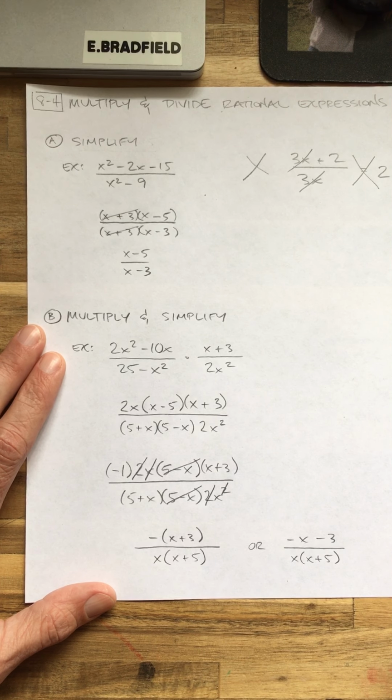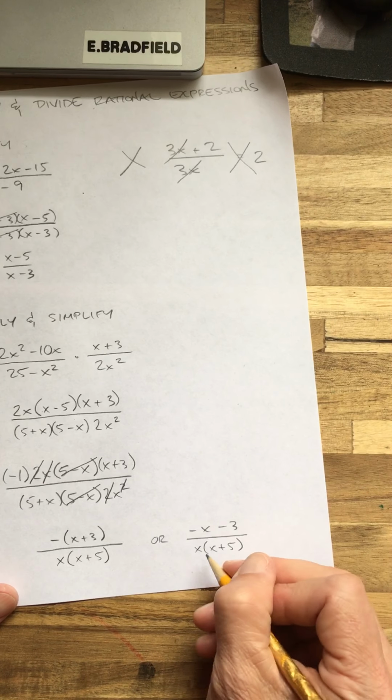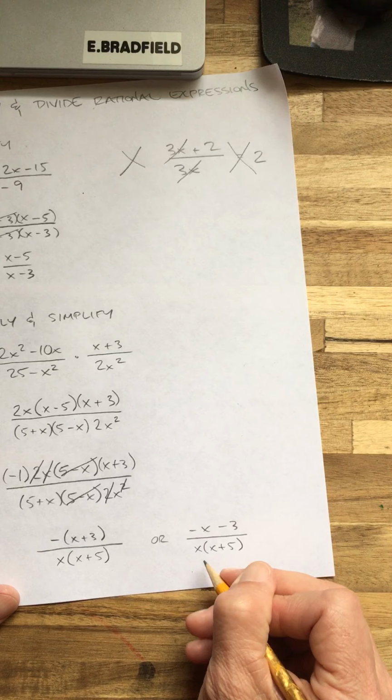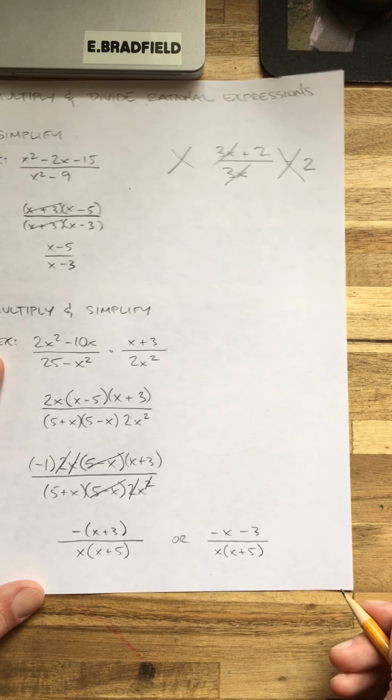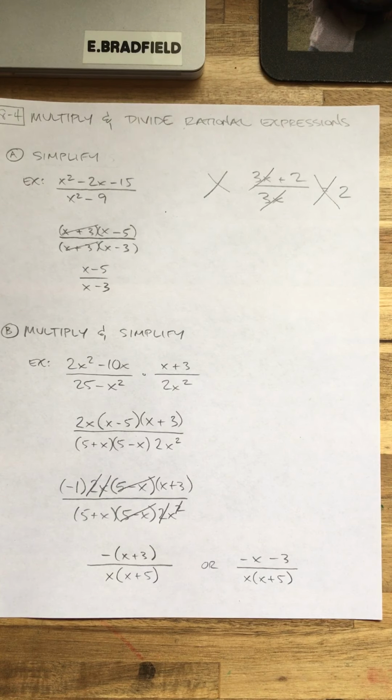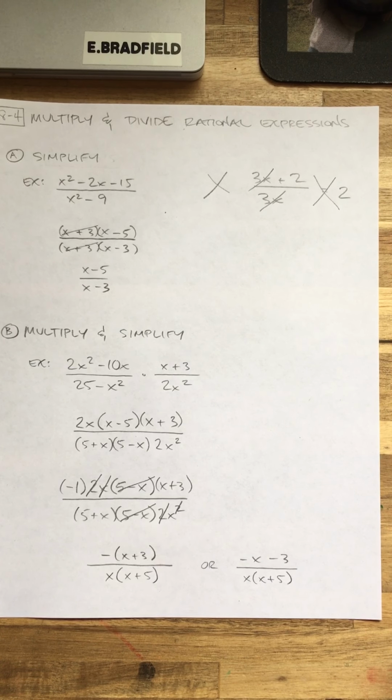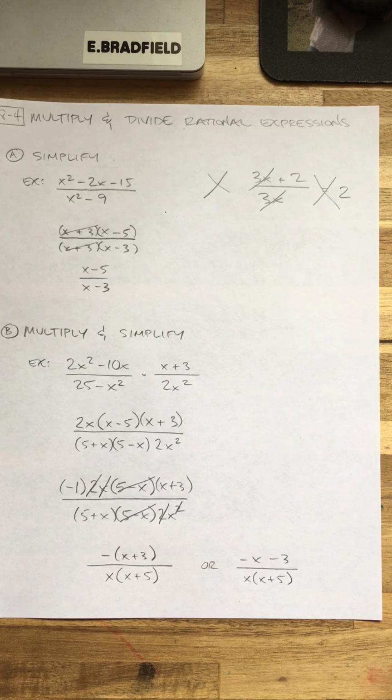Your book is going to do all kinds of crazy stuff. If you look at the answers in your book, they're going to say all kinds of different ways. They might even say negative x minus 3 over x squared plus 5x. And you're going to wonder, how do I know what's the final answer? The final answer is basically once you've canceled everything you can cancel, you're pretty much at the final answer. So the main thing is get everything factored, so everything is multiplied, and then cancel what you can, and you're pretty much done. That's the main thing you want to do: cancel as much as possible.